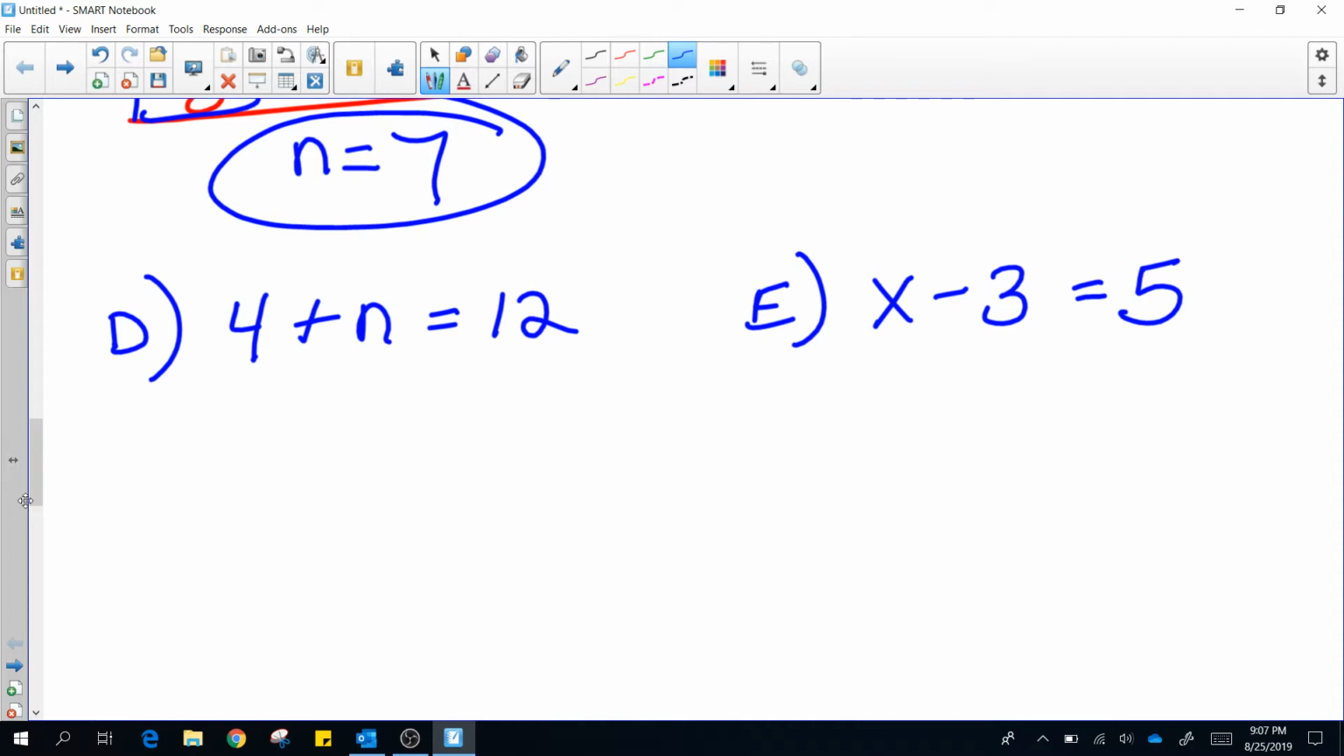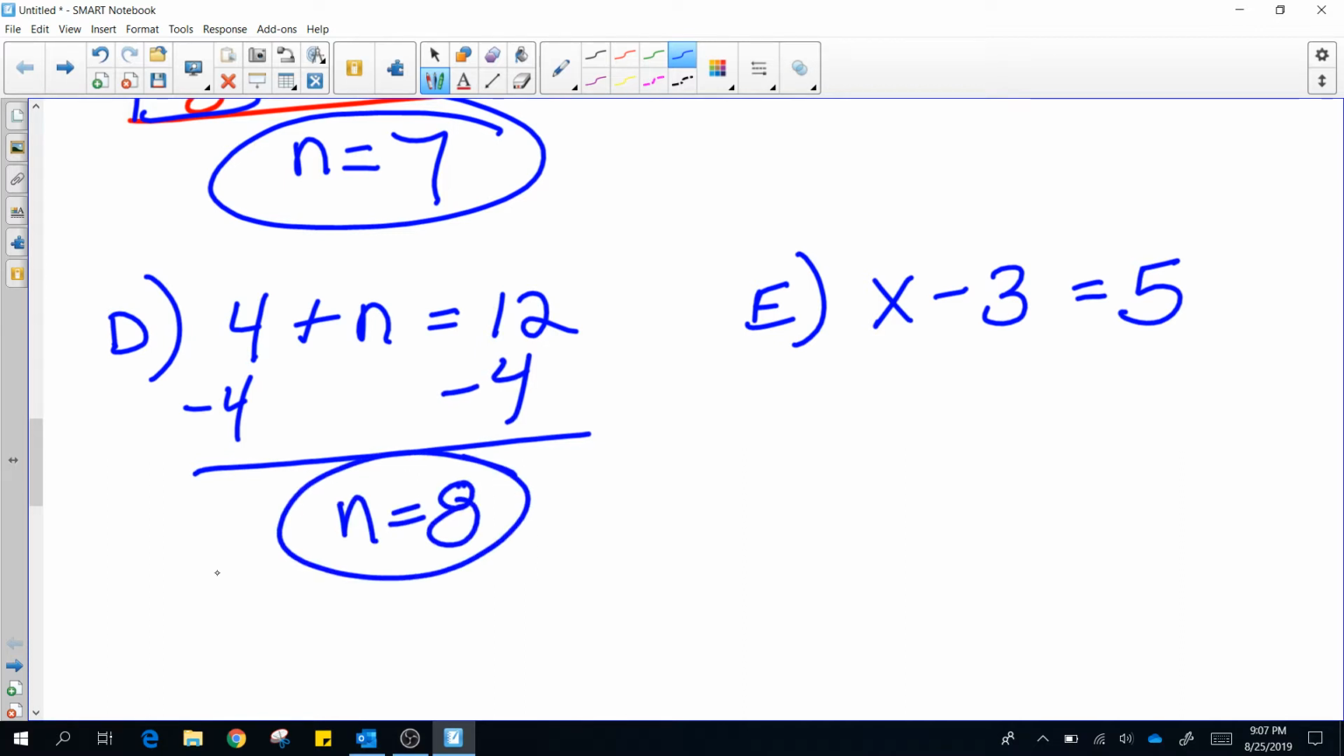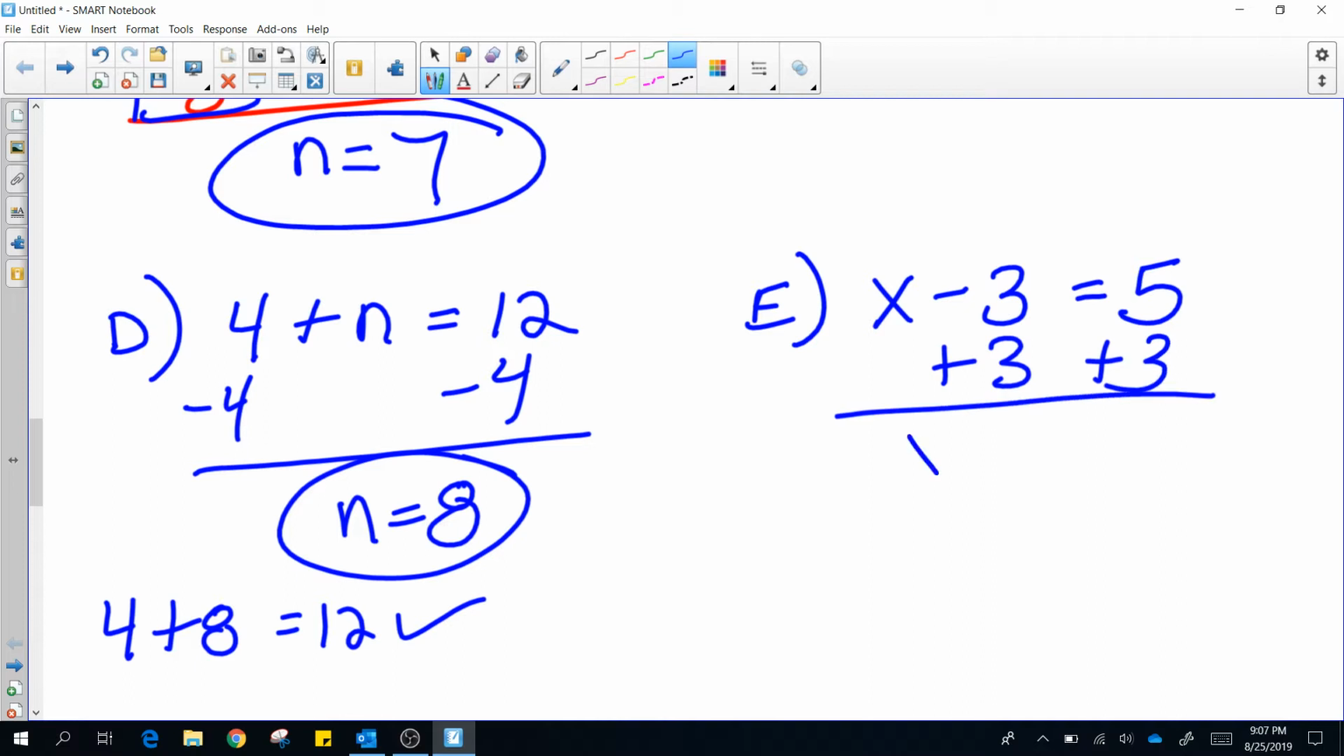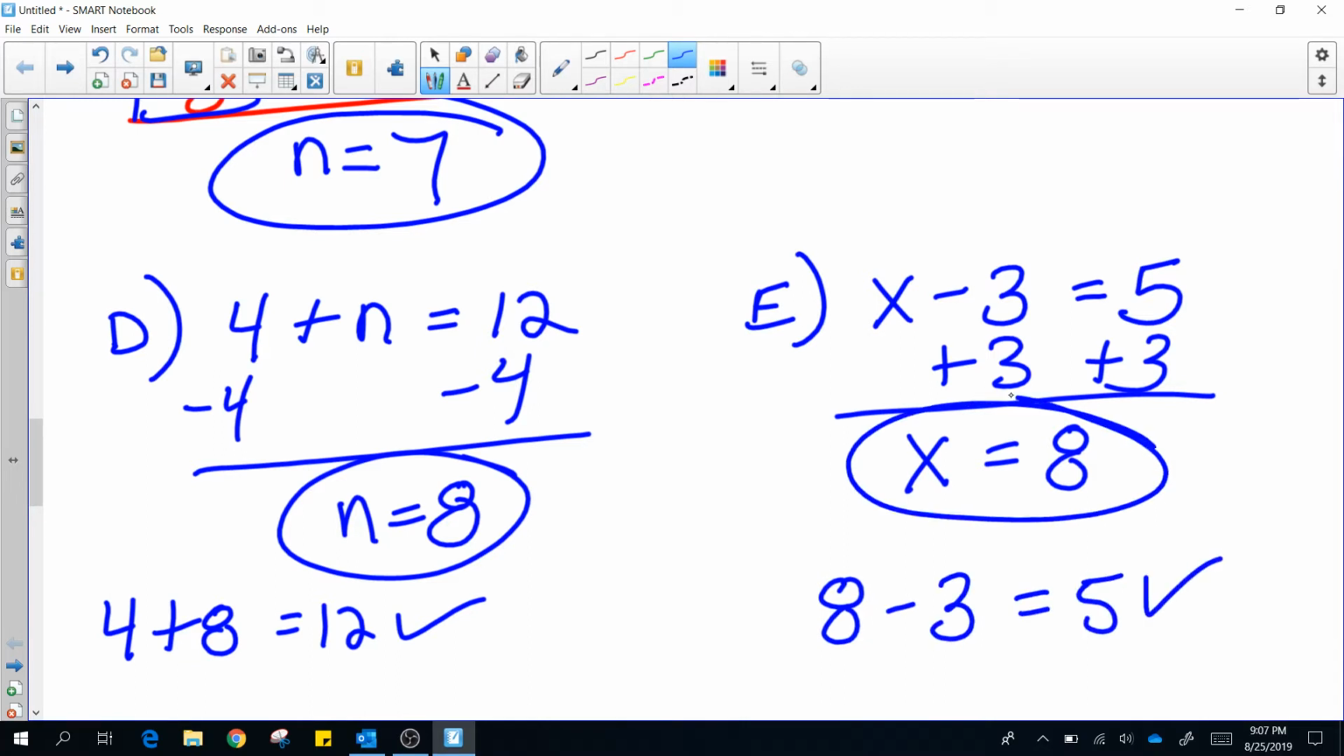Okay, so in this case, I would subtract 4, and I would get 8, which is true because 4 plus 8 is 12, so that works. Here I would add 3, and I would also get 8, and is that true? So 8 minus 3 is 5, so yep, that one works too. Okay, so both answers were 8.